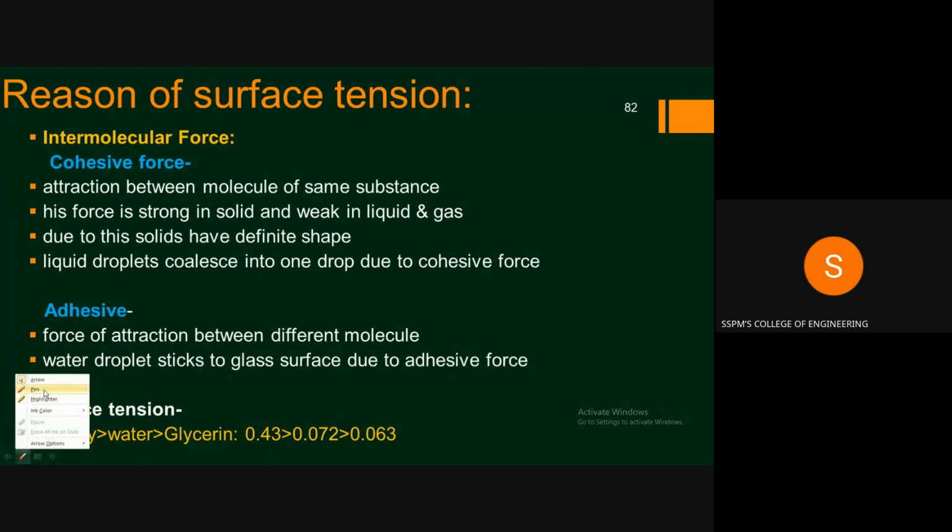Now what are the reasons for surface tension? The reason is intermolecular forces. First the cohesive forces, and second the adhesive forces. The cohesive force is attraction between molecules of the same substance. This force is strong in solids and weak in liquids and gases. Because of the cohesive forces, solids have a definite shape, and liquid droplets coalesce into one drop due to the cohesive forces.